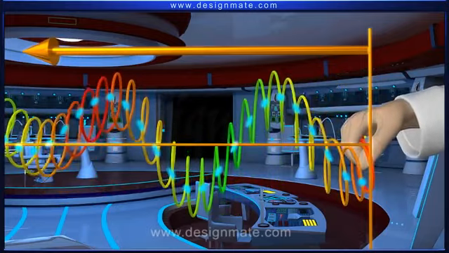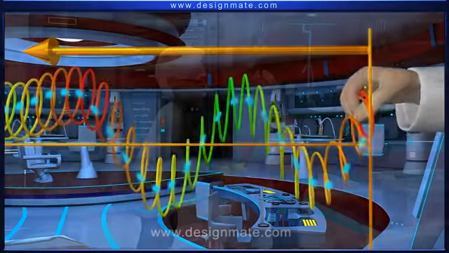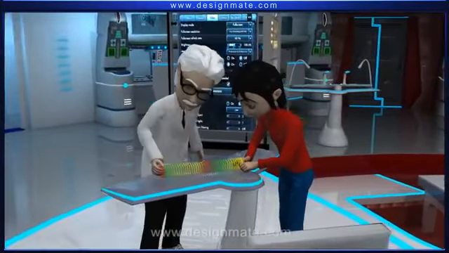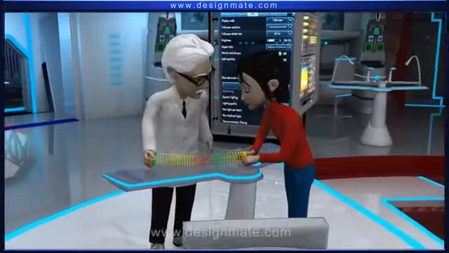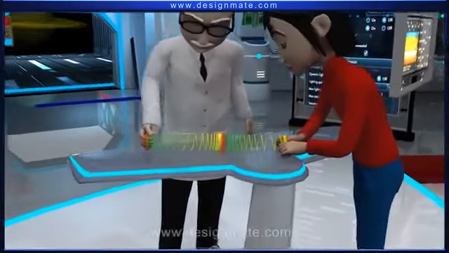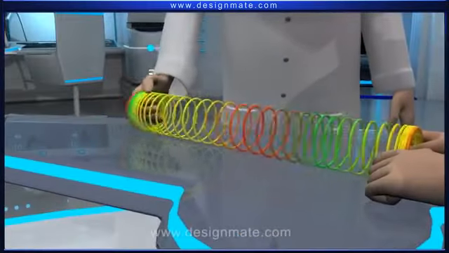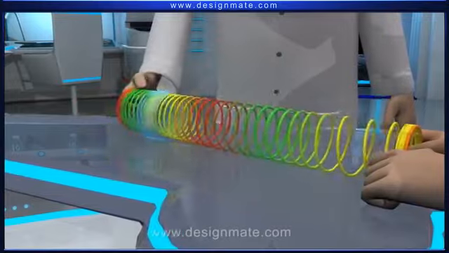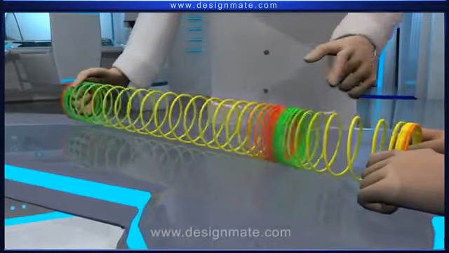Now let's see what a longitudinal wave looks like. Emily is holding one end of the slinky, while Dr. Zook is pulling its other end towards himself and then pushing it towards Emily. Watch closely, and you will notice that some of the coils crowd close together and then slowly move farther apart.